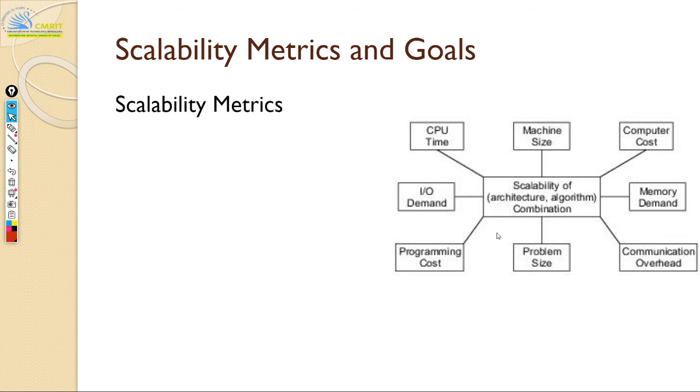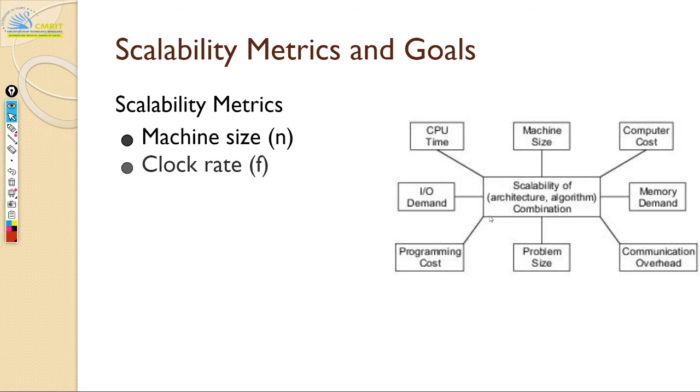Okay, so we have these scalability metrics that really depend on your machine size. That's n that we were seeing, and then it depends on your clock rate f. In other words, the way to read this is: when your machine size increases, if I enhance my processor from a 100 processor cluster to a 1,000 processor cluster, am I going to get 10x speed up, or what is the speed up I'm going to get?